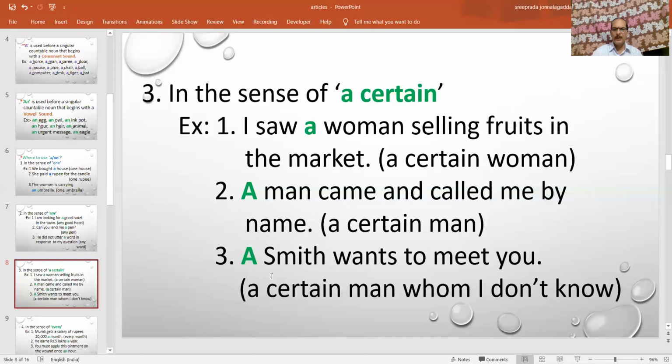What does it mean? A certain man whose name I don't know as Smith. You may know him. You may know that he is Mr. Smith, but I don't know whether he is Smith or not. He just informed me of his name as Smith. That's why "a Smith." That means a certain man whom I don't know by the name Smith wants to meet you. So in this way, in the sense of a certain, we use this "a" or "an."